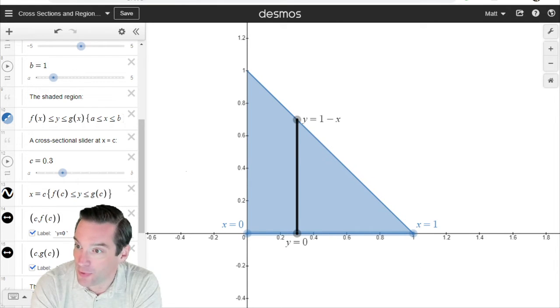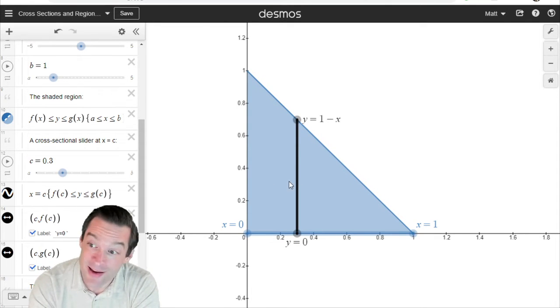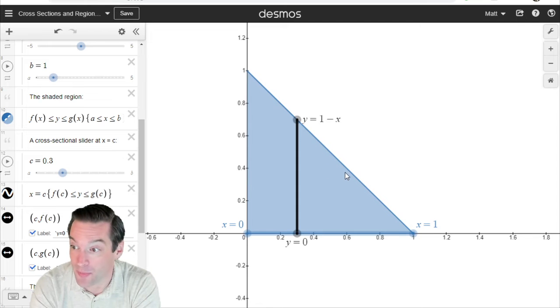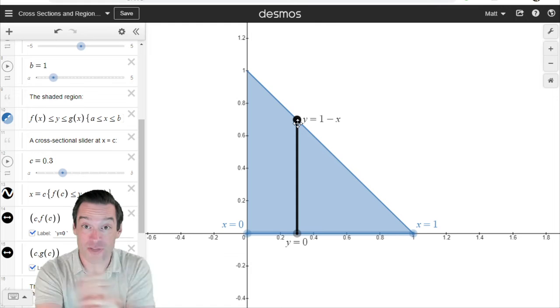What sometimes people will do if they're getting mixed up in the process is they try to do x ranging from, they take this equation, y equals 1 minus x, and they solve it for x in terms of y, so x equals 1 minus y, and then they say, let's let x go from 0 to 1 minus y, and y goes from 0 to 1 minus x. But that creates like a circular definition problem.